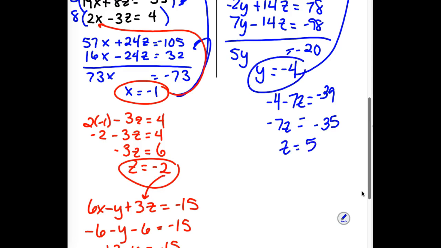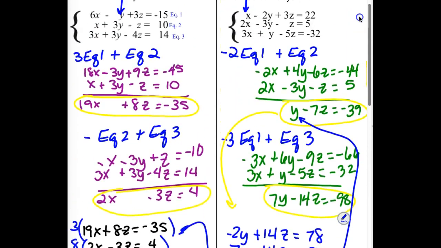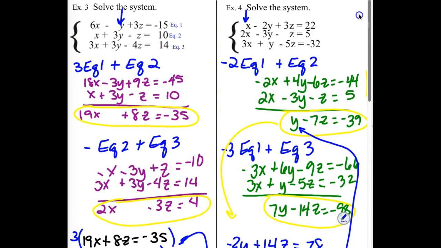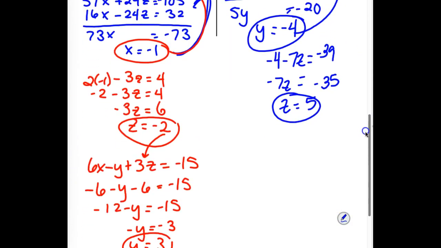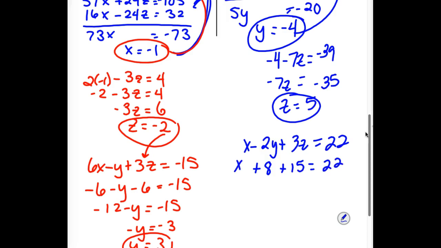Now I'm going to take both of these answers and dump them back into one of my original equations. So let's pick the top one. X minus 2y plus 3z equals 22. Substituting y is negative 4, that makes this a positive 8. Substituting a 5 in here gets me 15. 8 and 15 is 23, so x would have to be negative 1. Your solution should be written as an ordered triple.